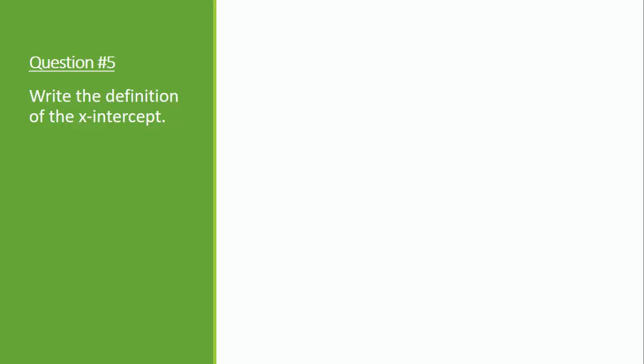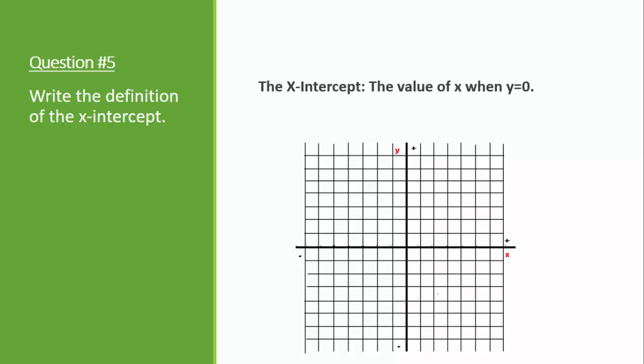Question number 5. Write the definition of the x-intercept. The x-intercept is the value of x when y is equal to 0. Now, let's go ahead and look at an example. Let's say that I had a line that we were assessing right here. As we look at this line, there are a couple of key points that will help us in the future. We're going to use these numbers quite a bit.